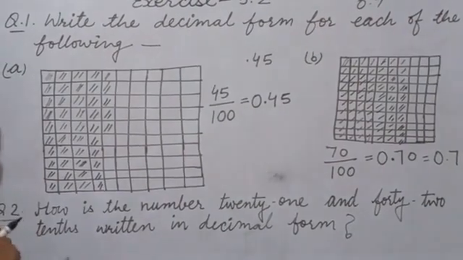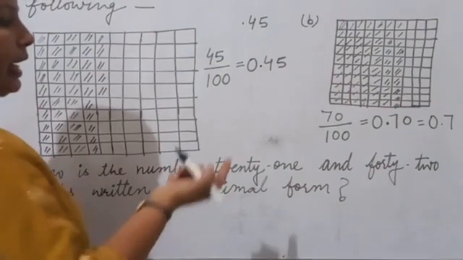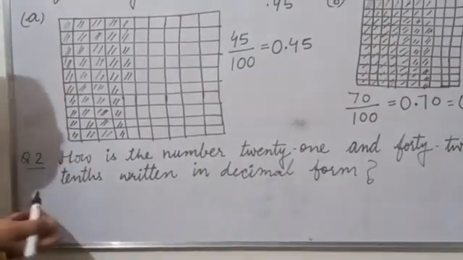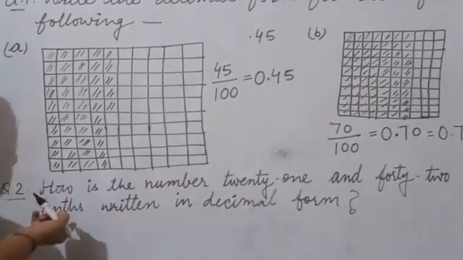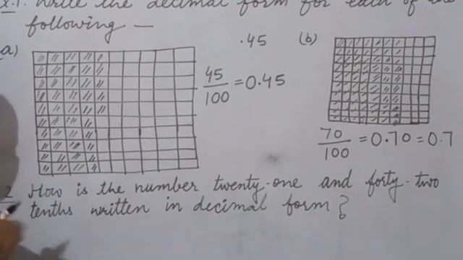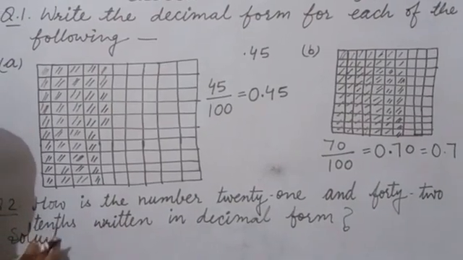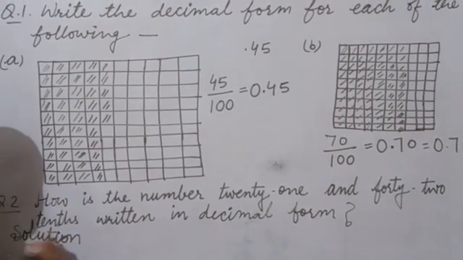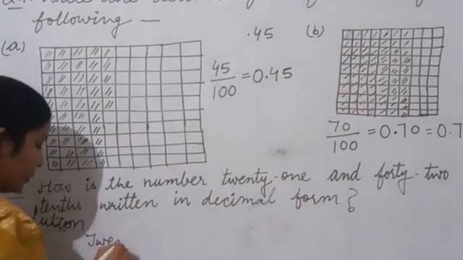Now question number 2. How are the numbers 21 and 42 tenths written in decimal form? अब आपको 21 को और 42 tenths को डेसिमल फॉर्म में write करना है. So we write here solution. Solution we start. First is 21.